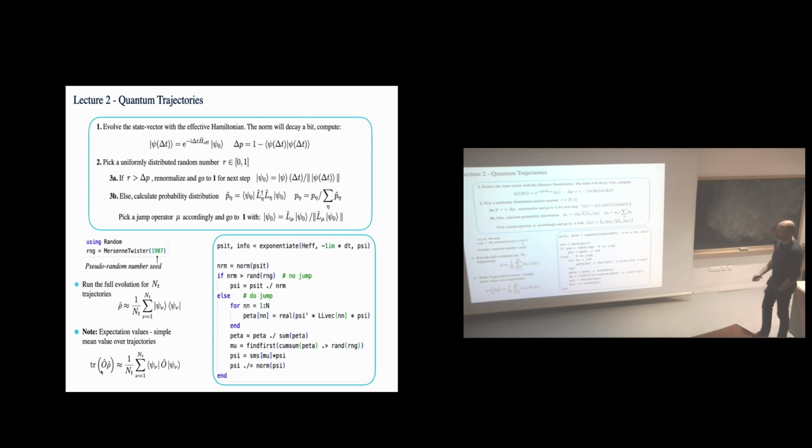So how do I compute an observable? I get it from this density matrix with the usual trace of the operator times rho. And then, of course, in this formulation, I just take the expectation value over my trajectories of the observable, and I compute the mean value of this. And that's going to be the evolution of the observable that I'm interested in.